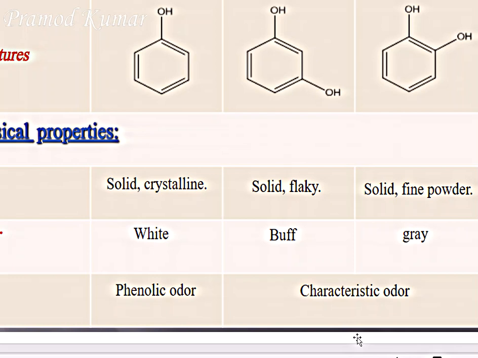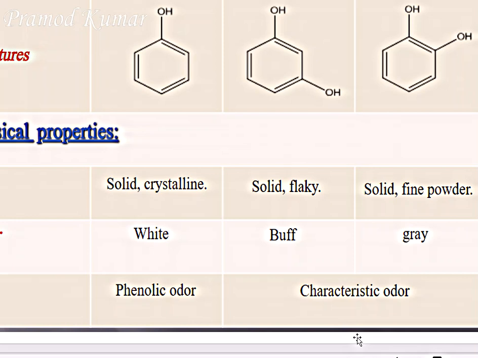Mono substituted benzene, hydroxyl, phenol. Di substituted at 1,3 position, hydroxy substituted, it is known as resorcinol, and 1,2 or ortho substituted hydroxy substituted phenol is known as catechol. So what are the basics? See, now they will ask in exam, they should tell differentiate between the three different types of phenols: phenol, resorcinol, and catechol. So let us go for the physical properties.